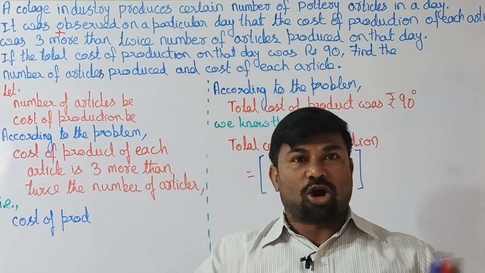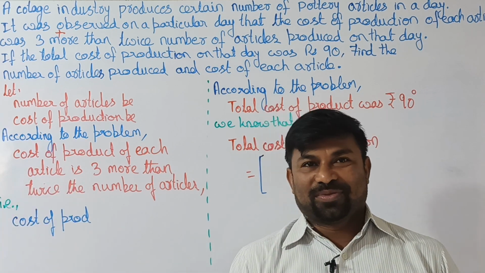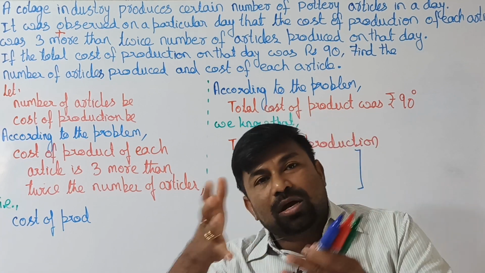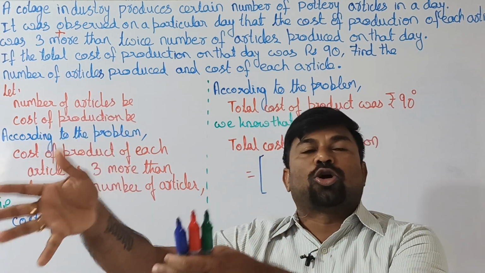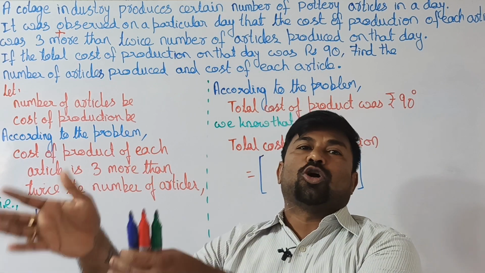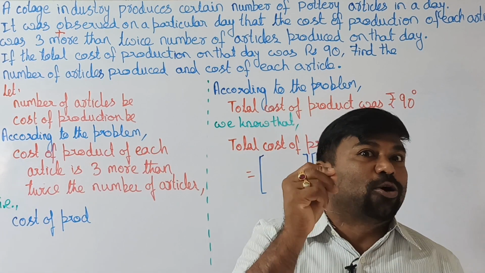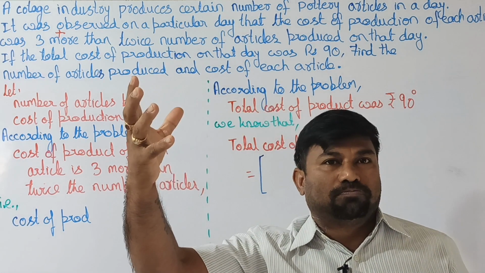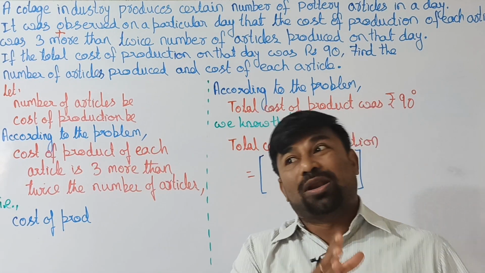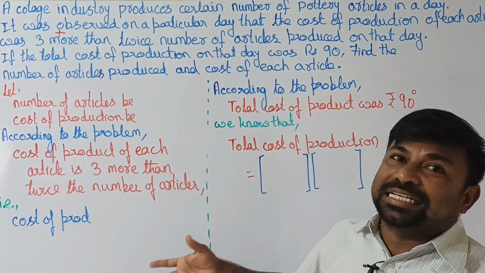The second one is the cost of production for the entire day. Cost of production means number of articles times the cost of each article. "Times" means product. So we have two different operations, plus and times. These are the two operations we have. So let's apply them to the sentence now.